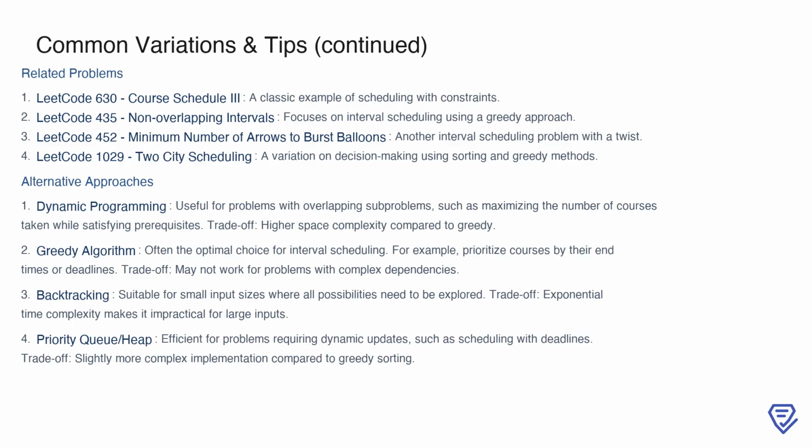For smaller inputs, backtracking can explore all possibilities, but its exponential time complexity makes it impractical for larger datasets. Finally, a priority queue or heap is highly efficient in scenarios requiring frequent dynamic updates, though it might involve a more complex implementation compared to simpler greedy methods.